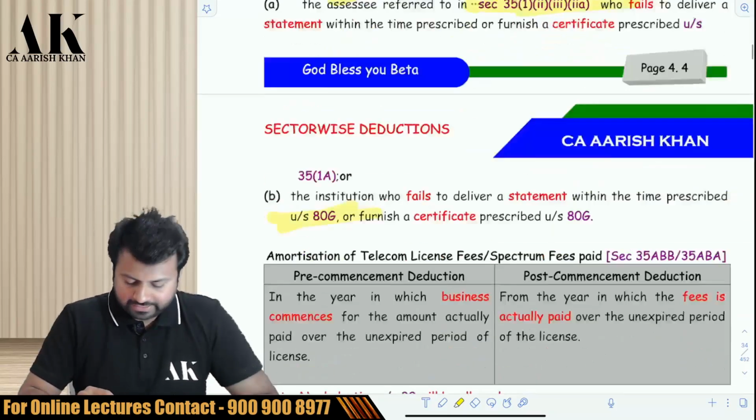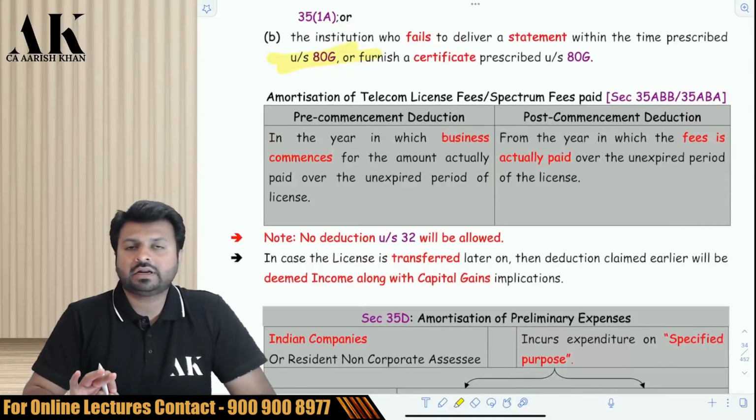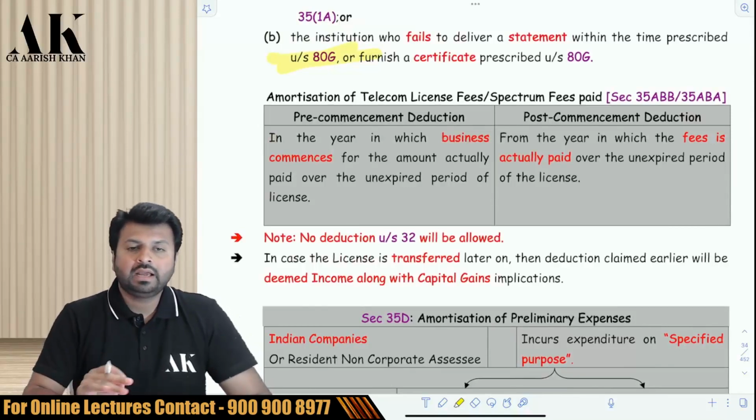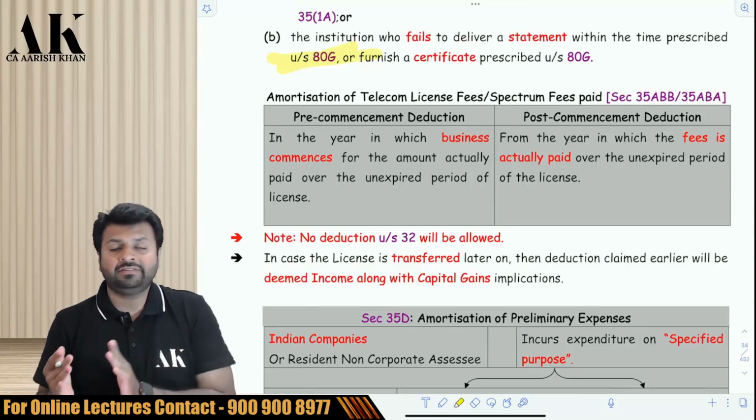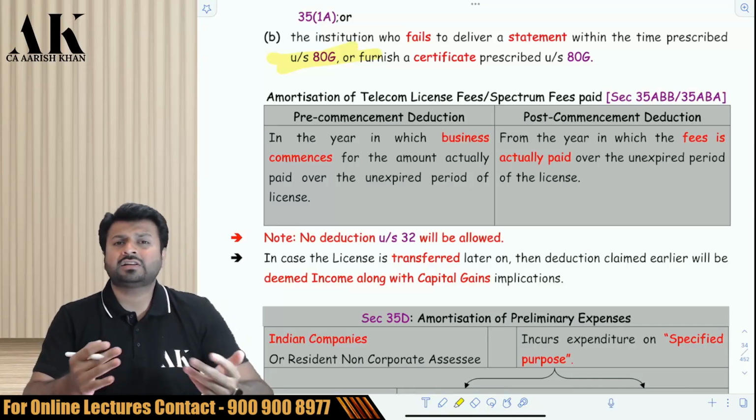Now let us go ahead with the next one, which is a small one: amortization of telecom license fees, which is covered under section 35ABB, and amortization of spectrum fees paid, which is covered in section 35ABA. Both the sections have the same kind of deduction, but the nature of license is different. Spectrum license is a different thing and telecom license is a different thing. But the deduction is the same.